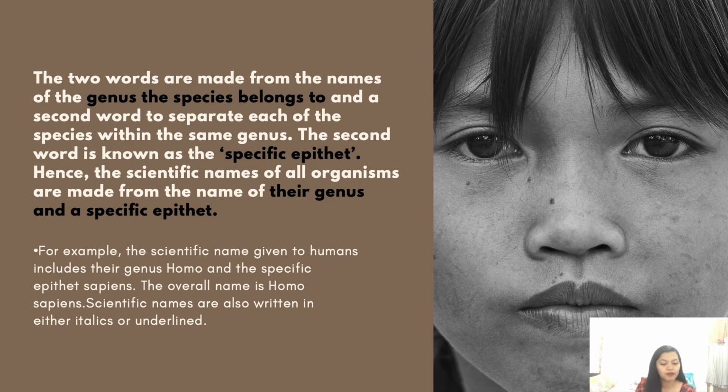With that, the scientific names of all organisms are made from the name of their genus and a specific epithet. For example, here in our presentation, the scientific name given to humans includes their genus Homo, which we had earlier, and the specific epithet sapiens. When you combine those two, we create Homo sapiens. Also, scientific names are written in italics, so remember that.